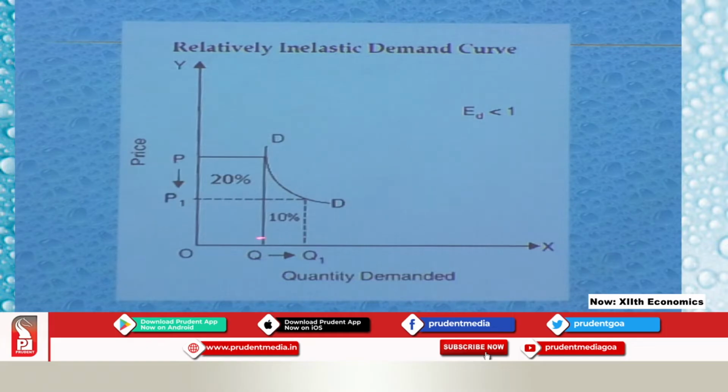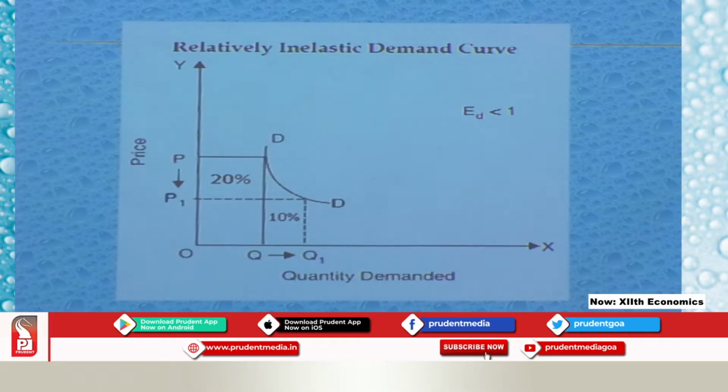See here. So, here the price has fallen by 20%, but what do you observe about demand? Demand has increased by just 10%. So, therefore, in this case, although the price changes by a large amount, the consumer does not react much and therefore, he increases his demand, but by just 10%, which is less than 20%.